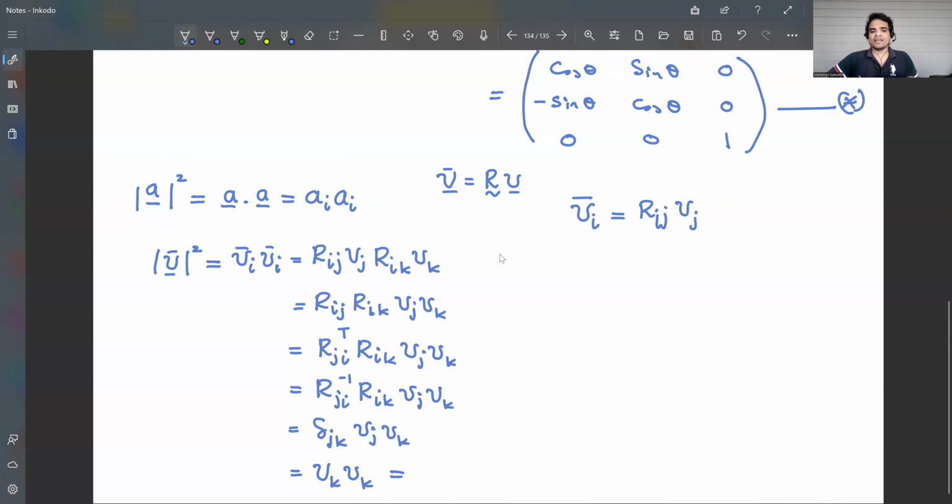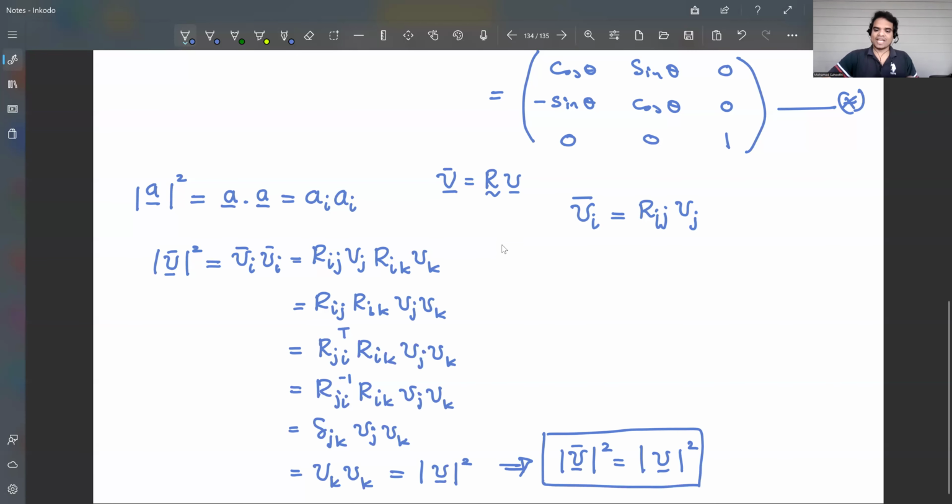What is this Vk, Vk? It is the magnitude of the vector squared. You see what we have proved here: the bar vector magnitude equals the unbar vector magnitude. This is something we discussed: the vector magnitude is invariant with respect to the coordinate transformation. I hope this is clear for everybody. If you have any problem, just let me know in the comment section.